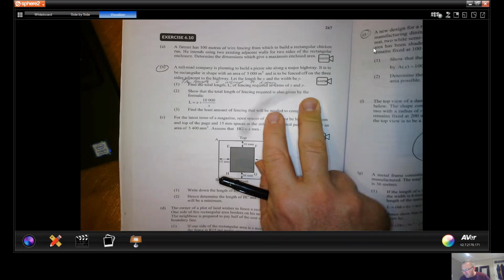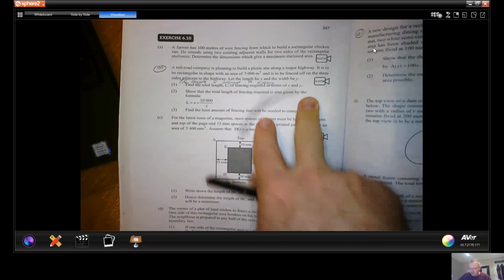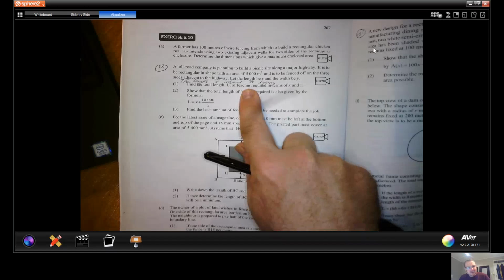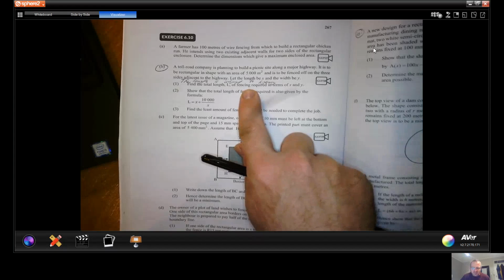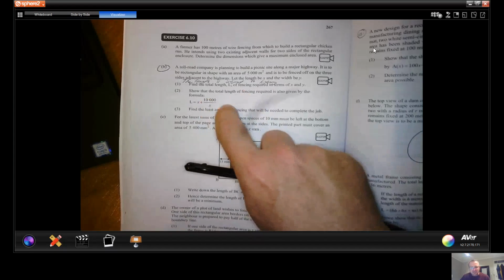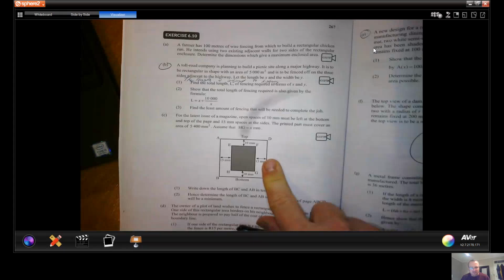Let the length be x and the width be y. There's a shortcoming in this question. They should have really added this bit over here to stop any ambiguity. Let's just say that the length is adjacent to the highway. If they're going to ask a question like that, that's what you're going to have.